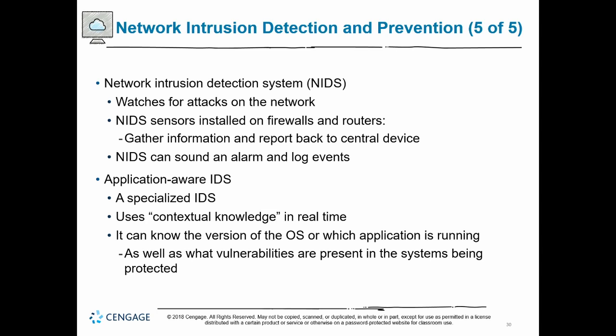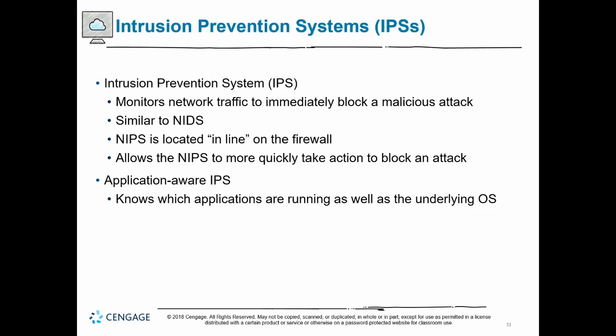Watches for attacks on the network. NIDS sensors are installed on firewalls and routers, and gather information and report back to a central device. And they're application aware. A specialized IDS uses contextual knowledge in real time. It can know the version of the operating system or which application is running, and it can fingerprint it, as well as what vulnerabilities are present in the system being protected.